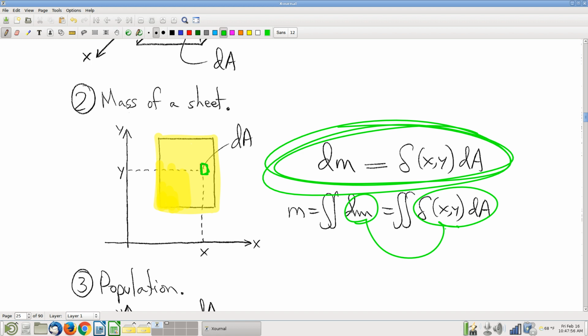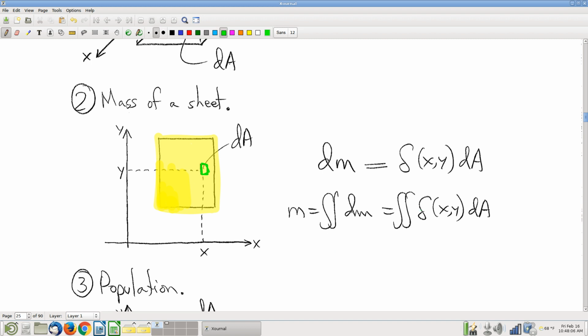And if mass is approximately density times area, adding up all the pieces of mass is the same as adding up these expressions that are density times area. And notice I end up with a double integral. Everybody on board? Okay.